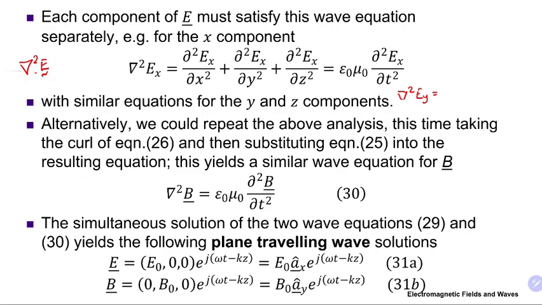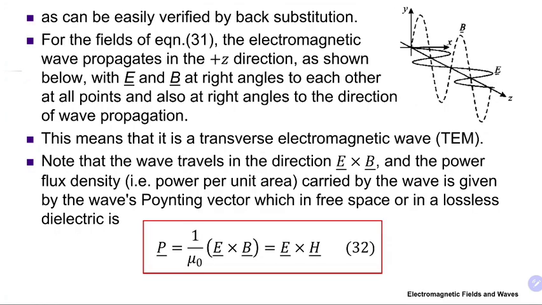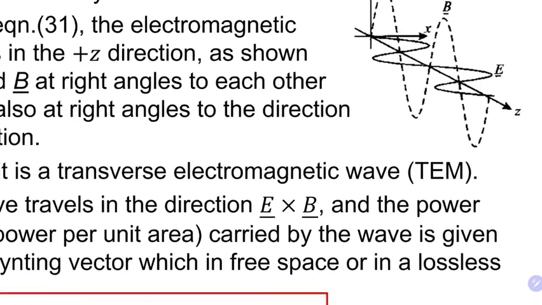What it tells you is that the wave is propagating in free space in the z direction. So the wave is traveling in the z direction. It has a component of electric field in the x direction, and you will have a magnetic flux density component in the y direction. So if you were to draw it out, this is how the wave is going to look like.